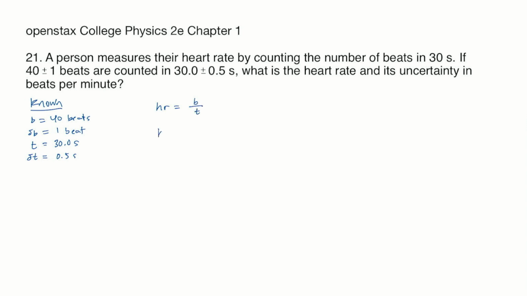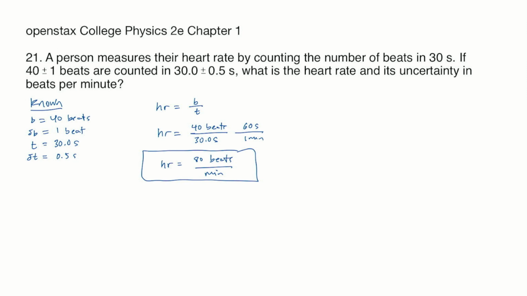Okay, and so the heart rate is going to be the number of beats divided by the time. And so the heart rate is 40 beats divided by the 30.0 seconds. And then we're going to multiply that by 60 seconds in 1 minute. We counted 40, so we're going to use 2 sig figs, and that's going to be 80 beats per minute. Okay, so that's our heart rate.